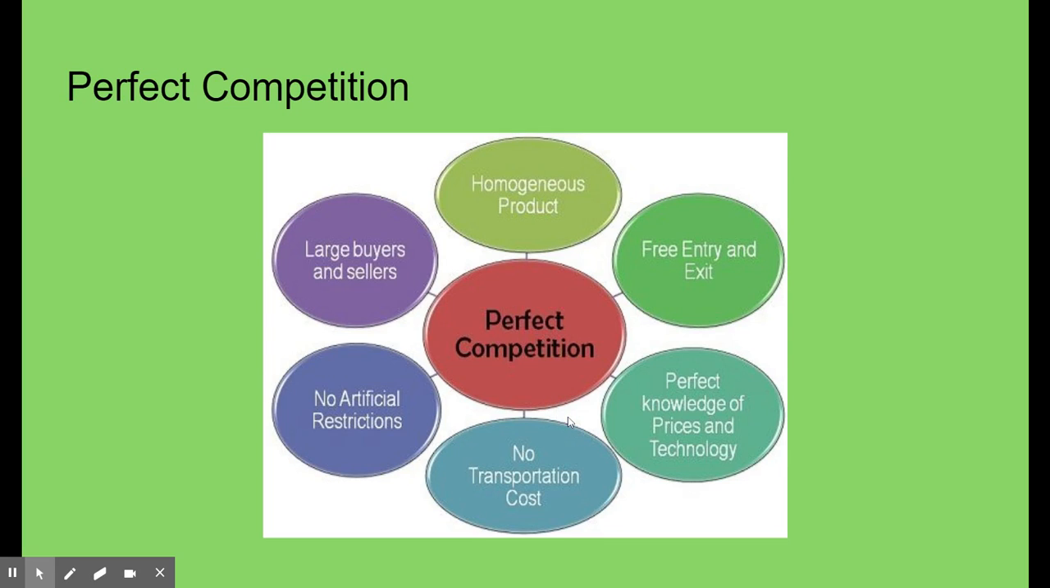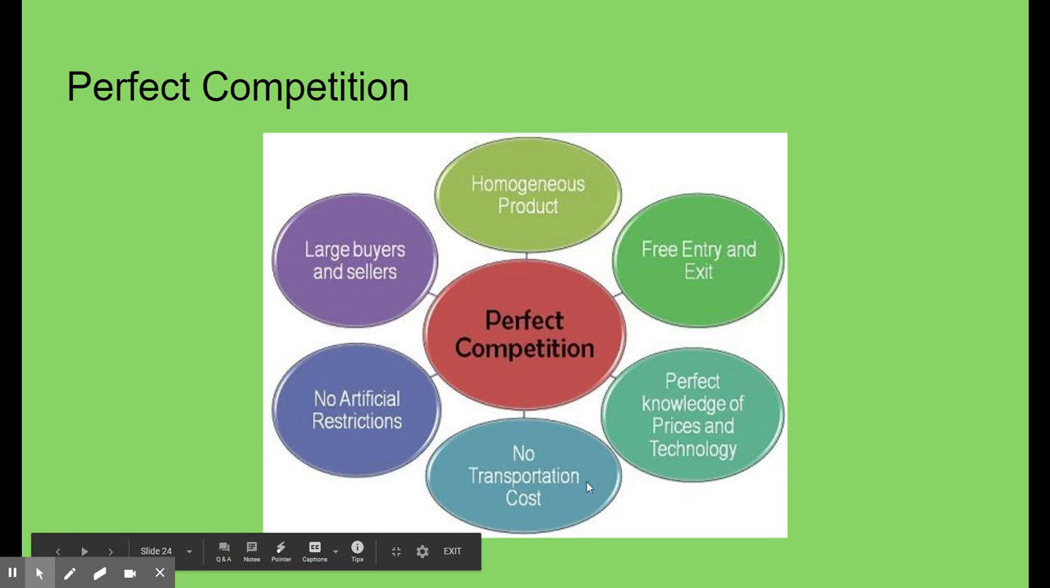Usually, the other aspects depend upon the individual business, but homogeneous product means it's identical. So as close as you can get to identical as possible. Perfect knowledge of prices and technology, so there's nothing really a secret, and obviously part of that is because there's identical products. Everybody has the same products. Everything's going to be pretty much known about it.